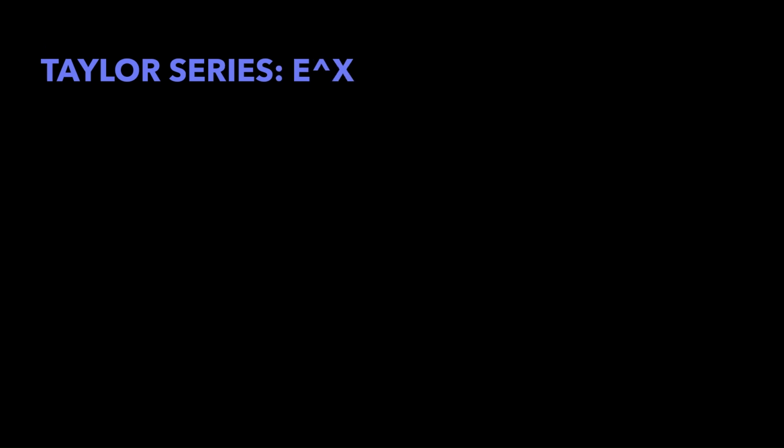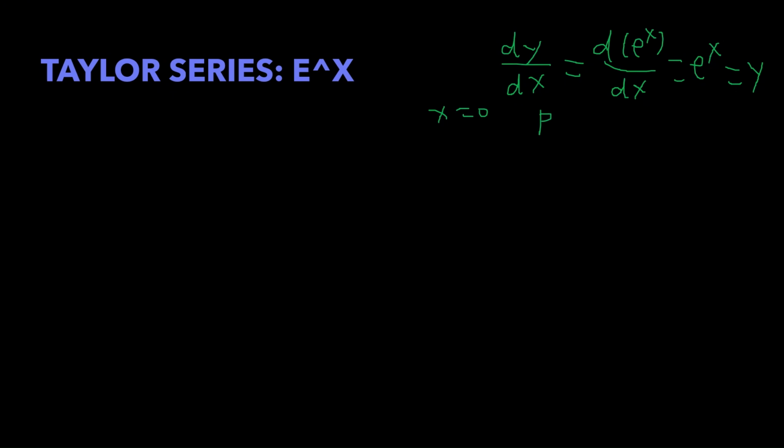First, let's look at a very special number, e. Why is this number so special? Because the derivative of e to the x, dy over dx, equals e to the x, which is still y. So regardless of how many derivatives we take, the result will still be the same. And let's use x equals 0 as the pivot.